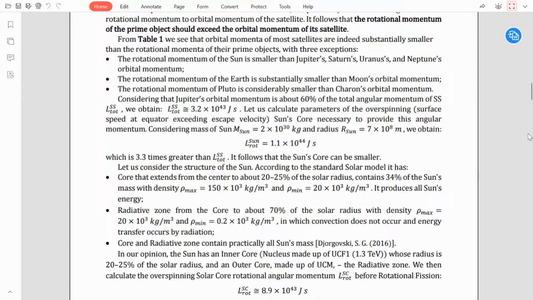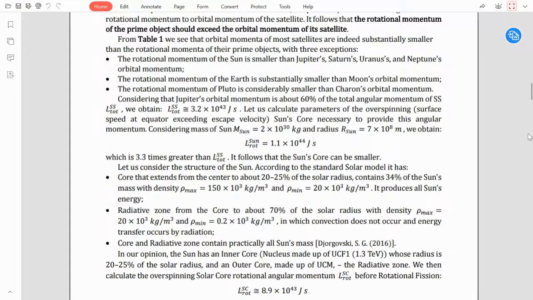Considering the mass of the Sun, 2 multiplied by 10 to the power 30 kilograms, and a radius of about 0.7 million kilometers, we obtain this value, which is 3.3 times greater than the total rotational angular momentum. It follows that the Sun's core can be smaller. Let us consider the structure of the Sun.